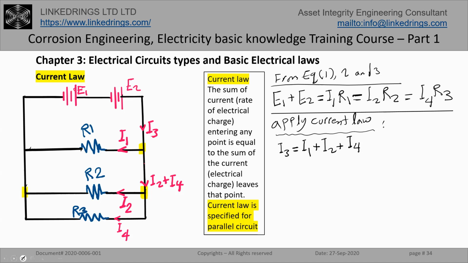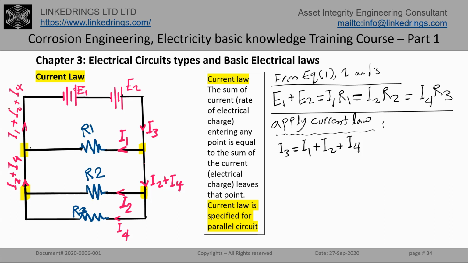Let's take another point, this point. I4 is entering, I2 is entering. So how much is the current leaving? Yes, it will be equal to I2 plus I4, correct? Let's take another point, this point here. What is the current entering? I2 plus I4. And what about this branch? I1. So the current here will be I1 plus I2 plus I4.